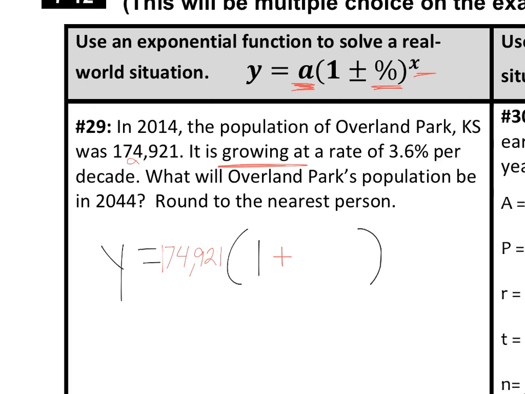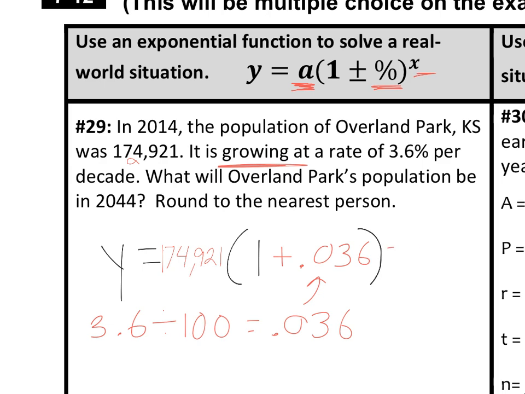The percent is going to go next. We have a 3.6%, but percents mean out of 100. So we're going to take that 3.6%, and we have a choice. We can either divide by 100, and that gets us 0.036, which is going to go right up here, or you can take that 3.6 and move the decimal 2 spaces to the left. It's 2 spaces because 100 has 2 zeros.